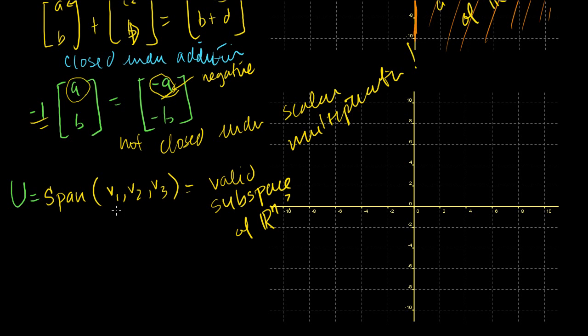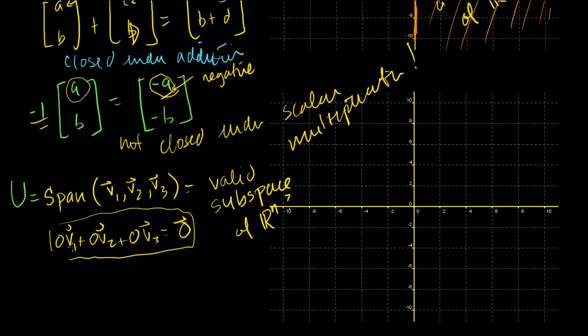Actually, does this contain the 0 vector? Well, sure. If we just multiply all of these times 0, so 0 times v1 plus 0 times v2, these are all vectors, I didn't write them bold, plus 0 times v3, we get the 0 vector. Everything is zeroed out. So it definitely contains the zero vector. This is a linear combination of those 3 vectors, so it's included in the span.